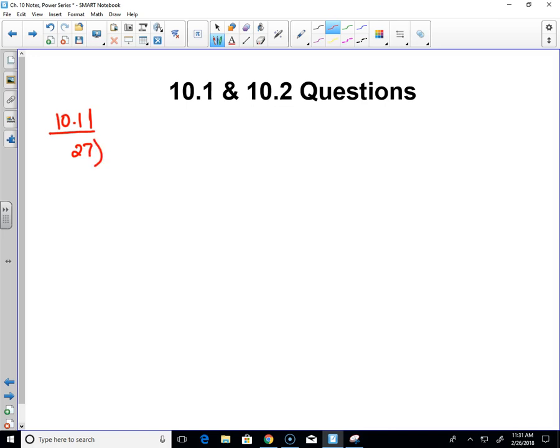Okay, for number 27, we were looking at 21. What was that series? It was a series of 2 to the power of n times x to the power of n, from 1 to infinity. So if we expand that power series, couldn't we just be plugging and chugging and get 2x, and then we end up with 4x squared, and then 8x cubed, etc.?